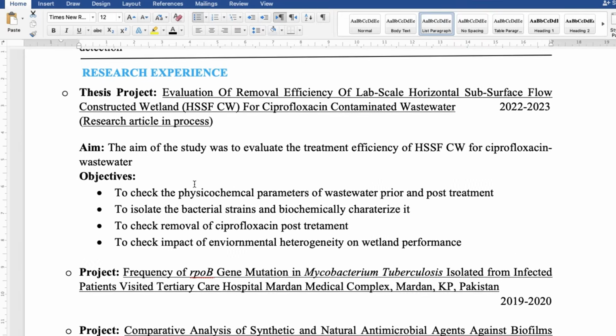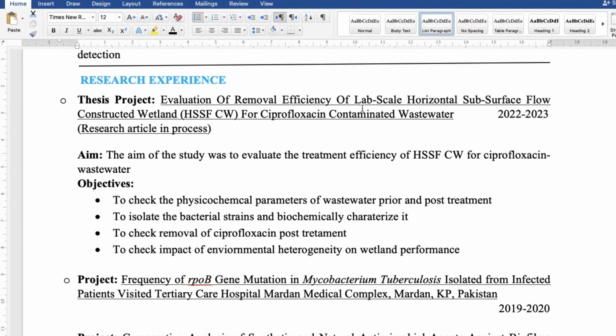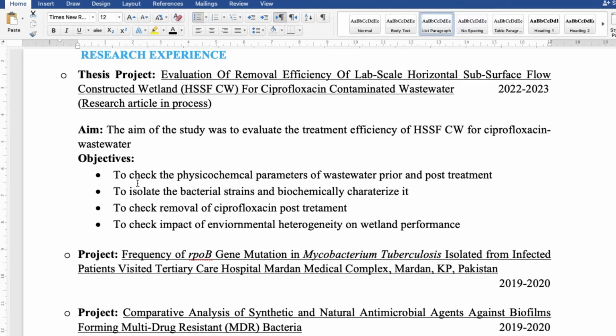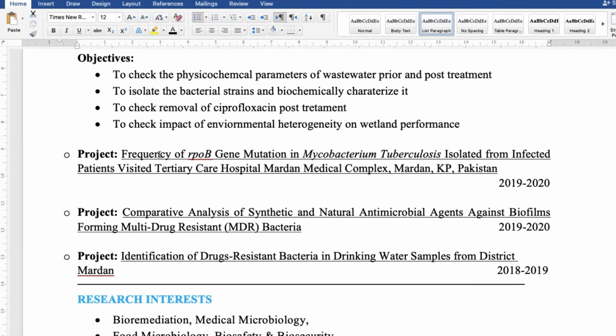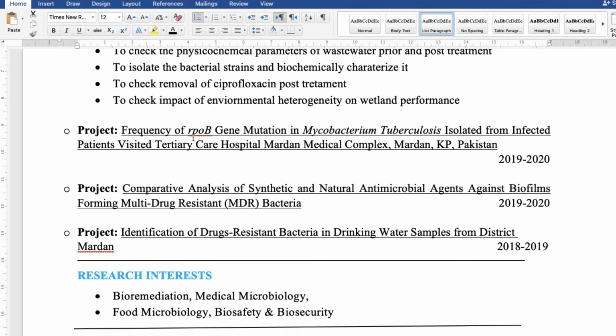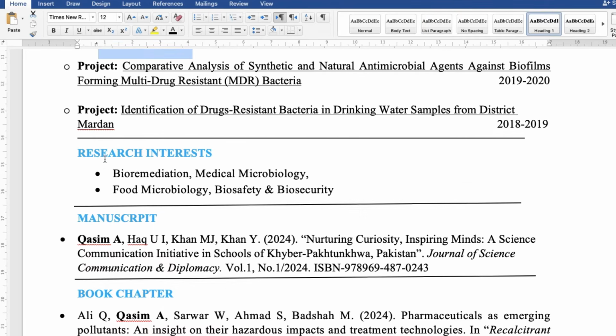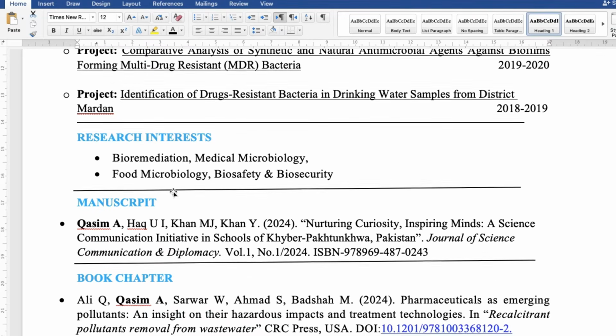Okay, research experience, if you have it. For example, I mentioned my thesis project, and also the aim and objectives. If you want to mention them, it's not necessary, but I mentioned it. So these are the projects where I worked with my seniors. I helped them. Research interests: you should mention 4 to 5, or 3 to 4, not more than 6 or 7, I would say, because that will be too much.